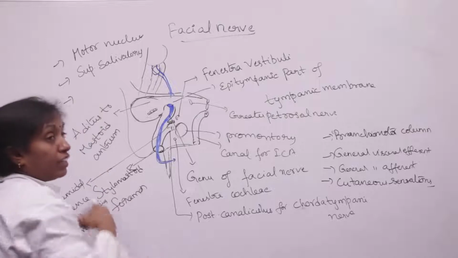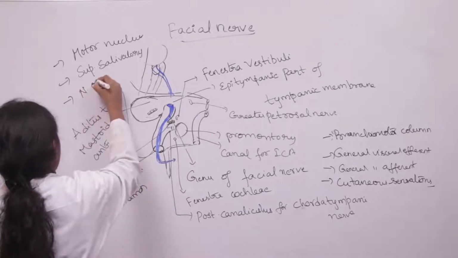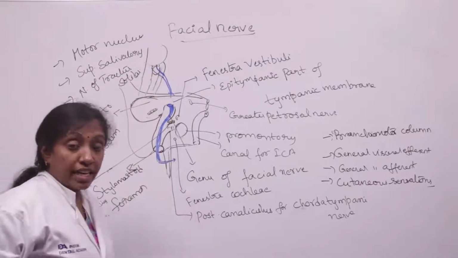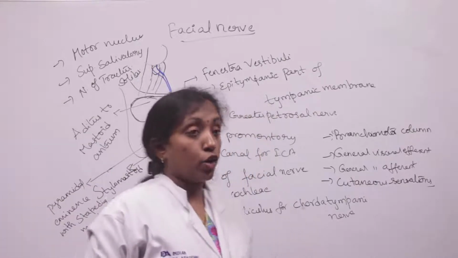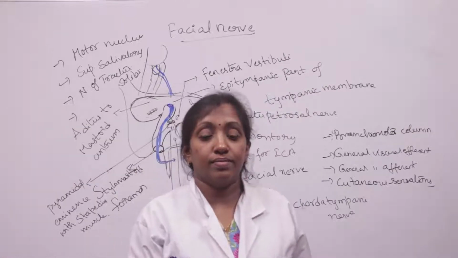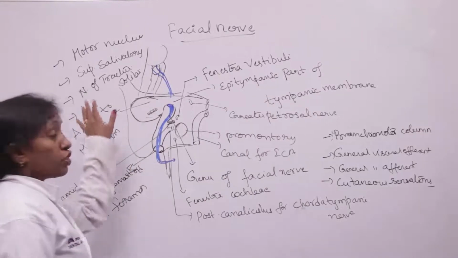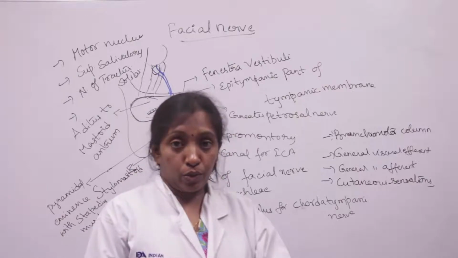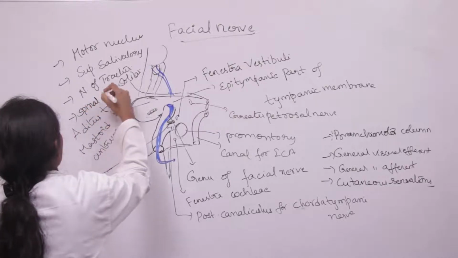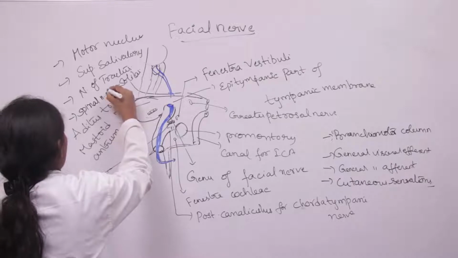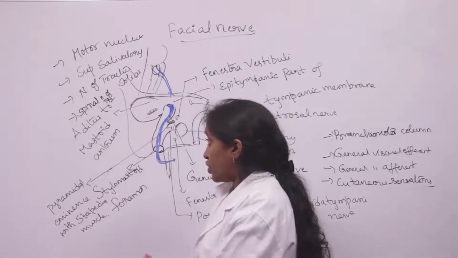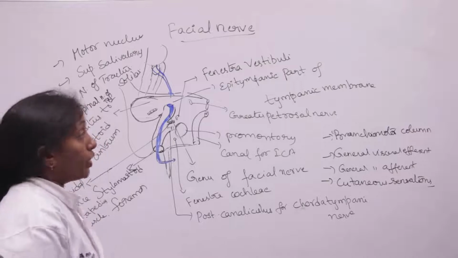And the other nuclear complex is the nucleus of tractus solitarius, which conveys taste fibers from the anterior two-thirds of the tongue. And also the spinal nucleus of the trigeminal nerve, which conveys cutaneous sensations from the concha through the auricular branch of the vagus.